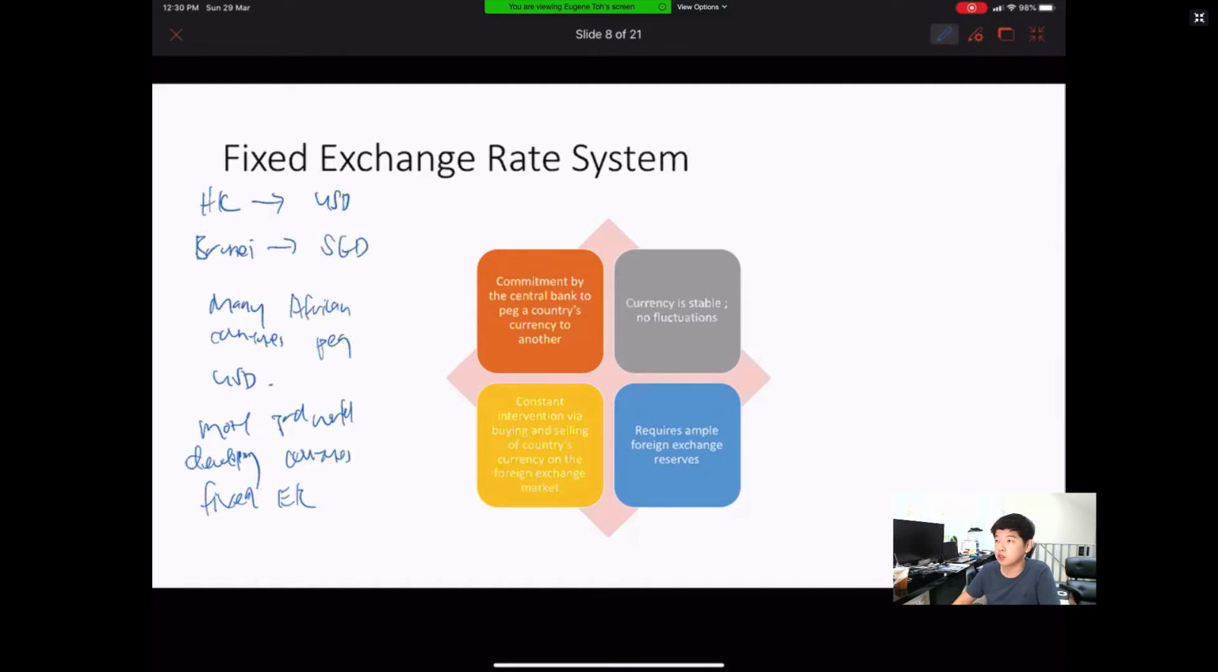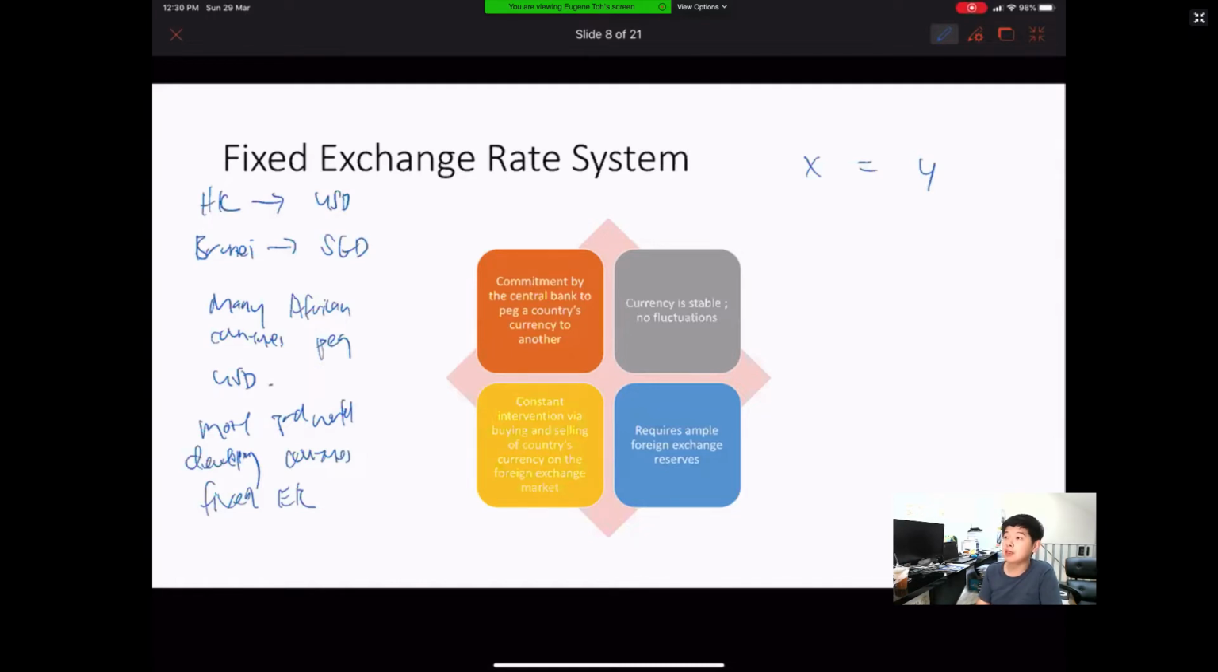Now, what is a fixed exchange rate system? The fixed exchange rate system, as the term suggests, means the exchange rate is always constant. It's always constant means that X dollar of my currency always equals Y dollar of this other currency, and it doesn't change. X will always equal Y. X and Y are numbers that are constant and don't change.